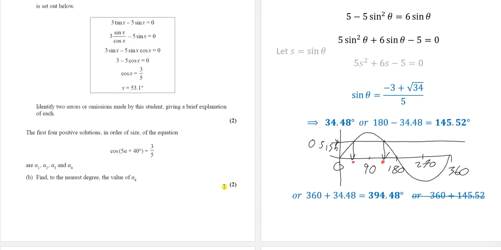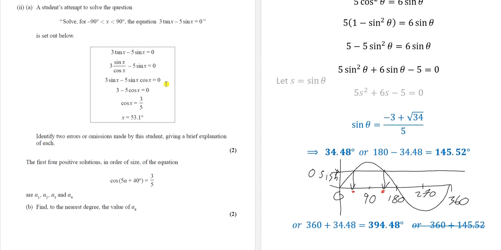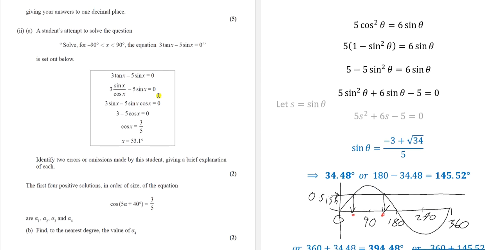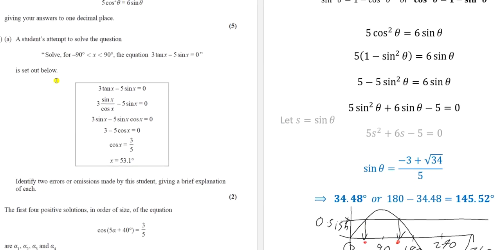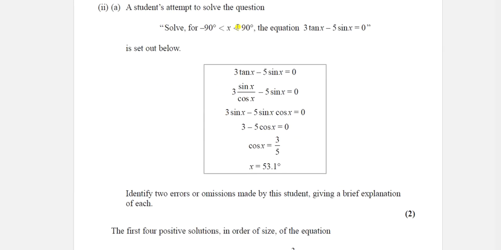Now, that was part I. Let's have a look now at part II. This is 4 marks worth, and although it looks longer, it's not necessarily as long. A student's attempt to solve the question, solve for minus 90 degrees to 90 degrees, the equation 3 tan x minus 5 sin x equals 0, is set out below.